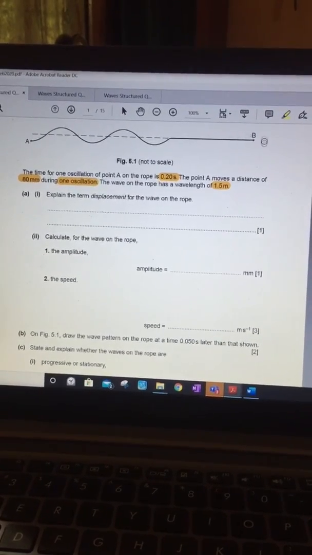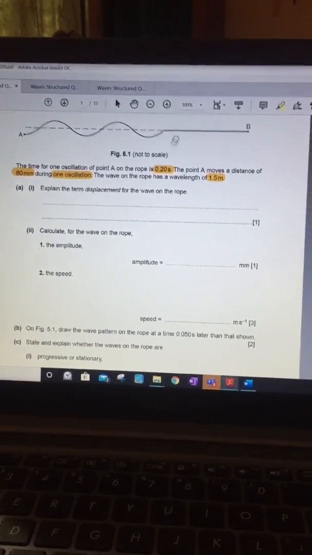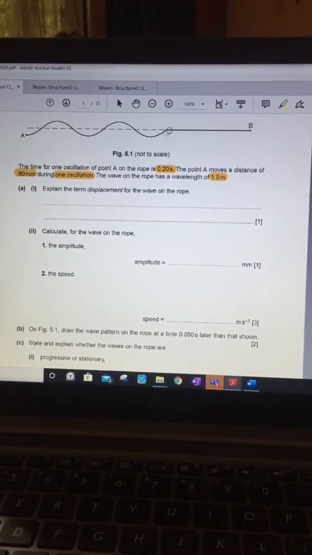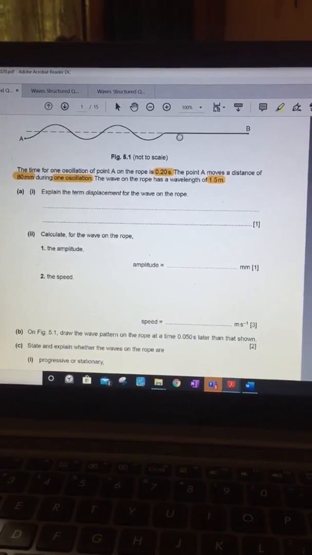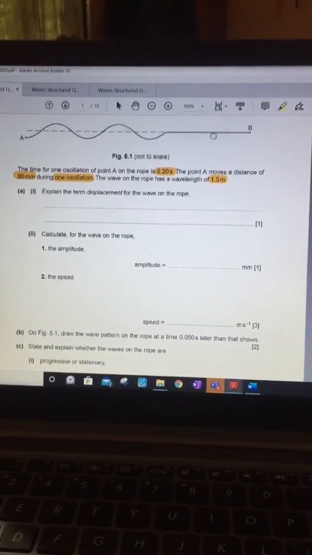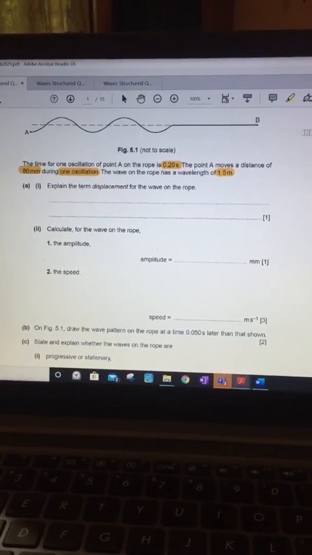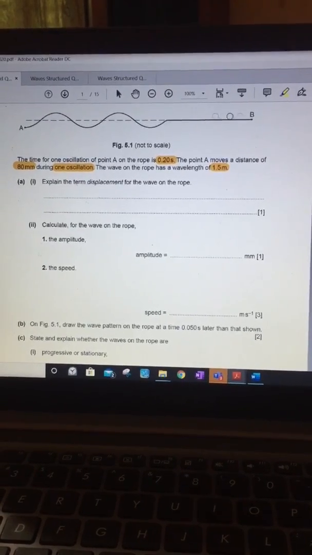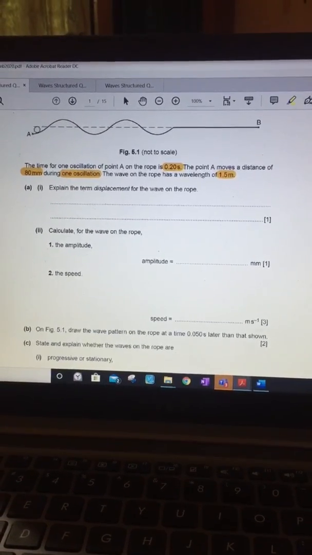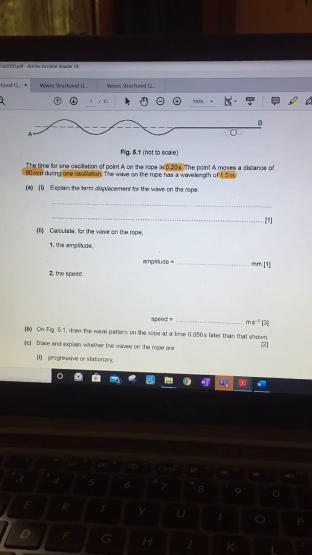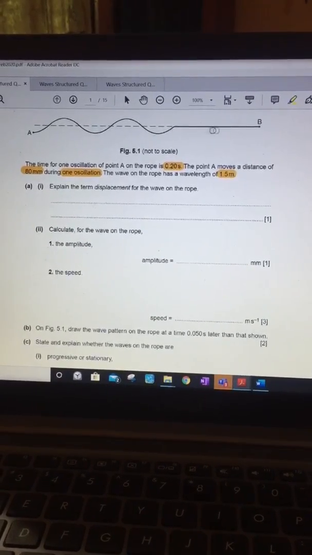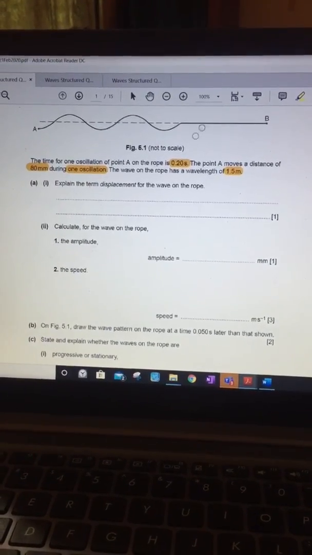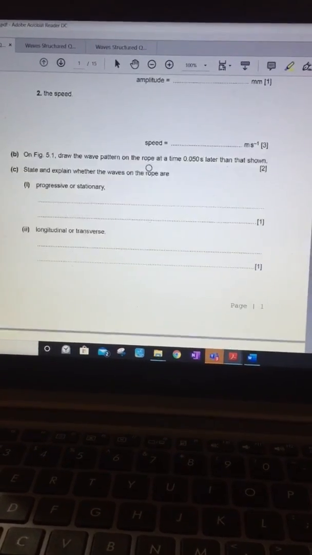You can see that the region here is stable, but in a bit of time it is going to be hit by the wave and it's going to gain kinetic energy, this region. So obviously the kinetic energy from this region has moved to this region, so the energy is being transferred. So yeah, it's a progressive wave.